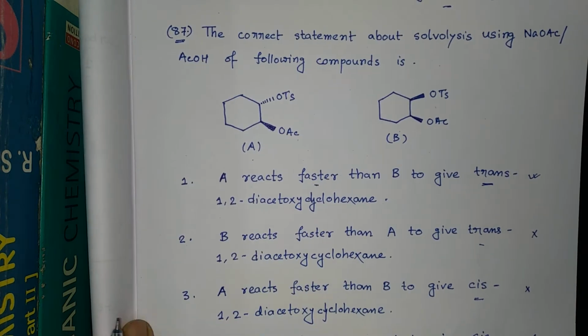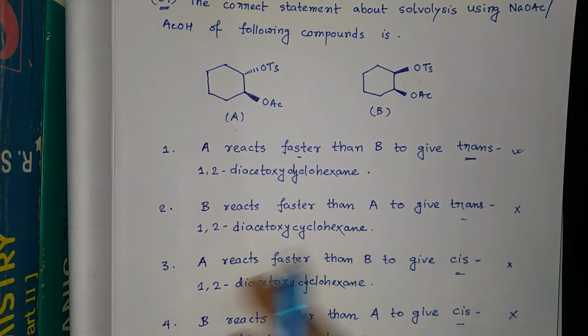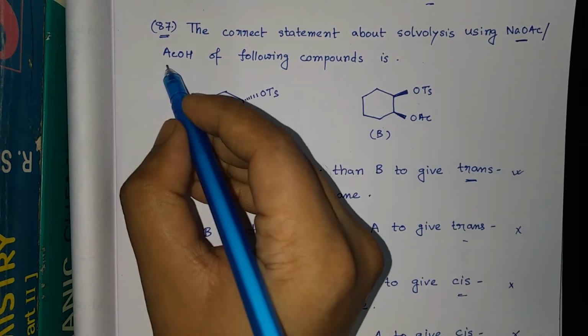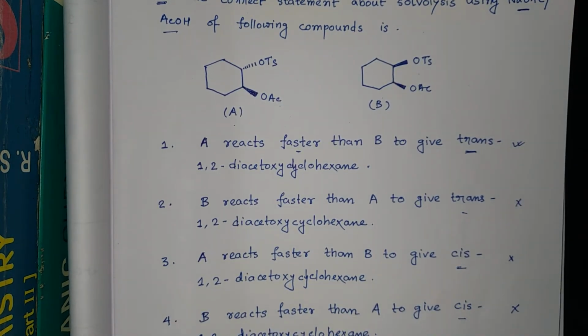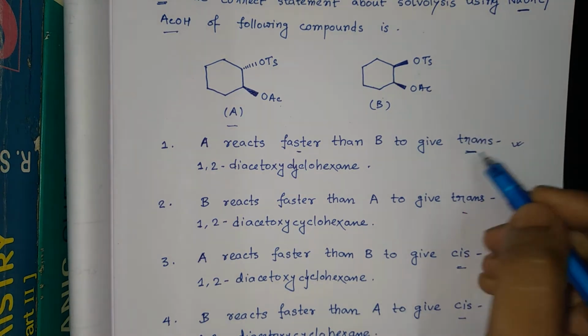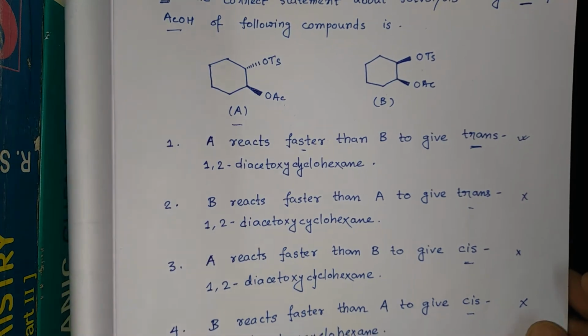It is a 4 marks question. This is the question on your screen. Here these two compounds are given, and they ask about the rate of the hydrolysis reaction with NaOAc and AcOH, which compound will go faster, and what the geometry of the product is. So we will go through the mechanistic details of this reaction.